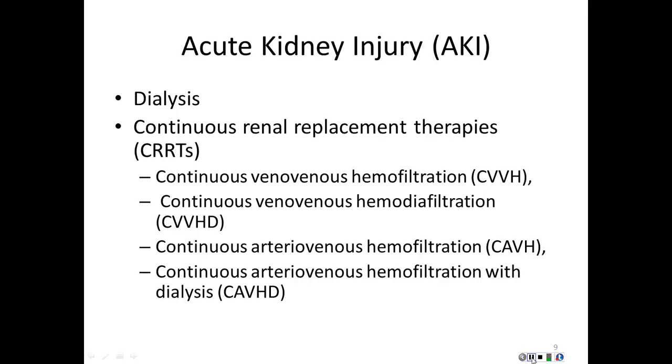These patients may require hemodialysis. Sometimes they will use peritoneal dialysis on these patients if it's going to be longer term. But most of the time for these acute injury patients, you may see continuous renal replacement therapies, or CRRTs. Some of the CRRTs that you may see are continuous veno-venous hemofiltration, continuous veno-venous hemodiafiltration, continuous arterial-venous hemofiltration, and continuous arterial-venous hemofiltration with dialysis.